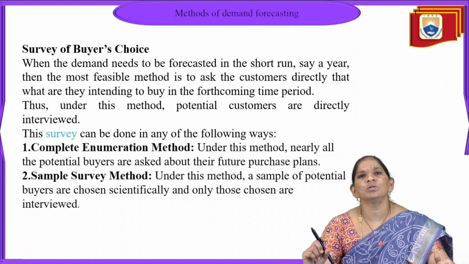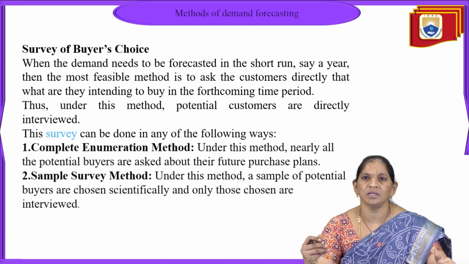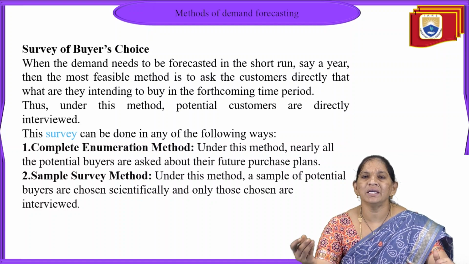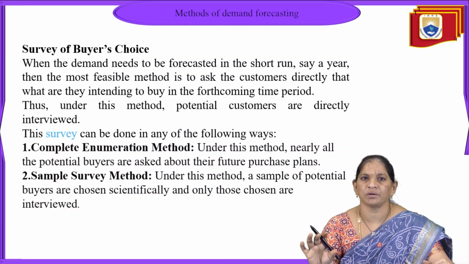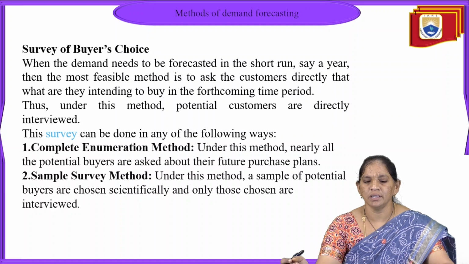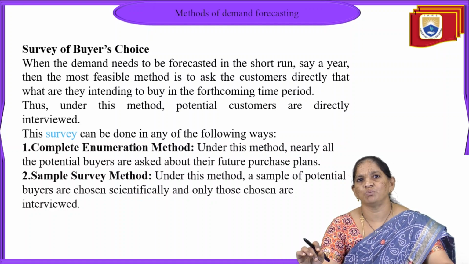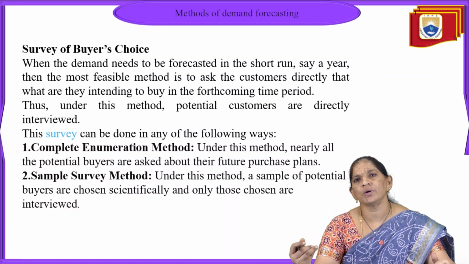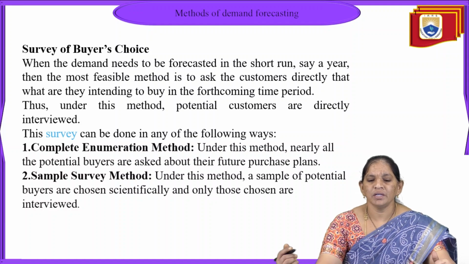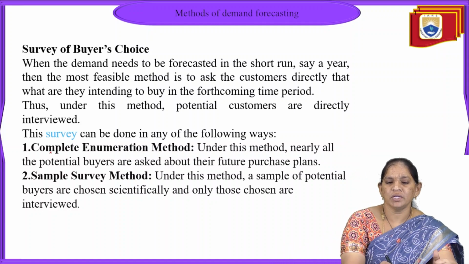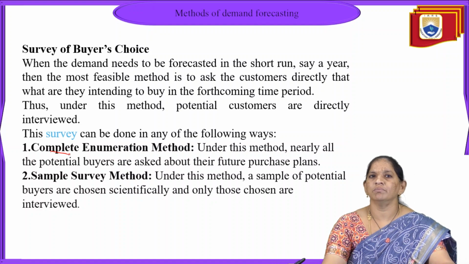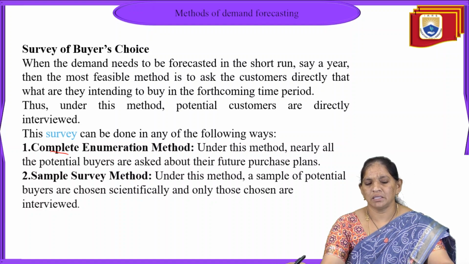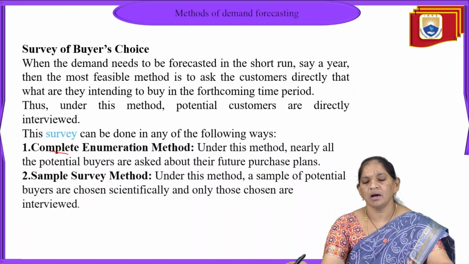It is like a small interviewing method where we interview the customer and get the opinion of what he wants to purchase in the market relating to that product. This buyer choice method is done in the following ways. There are 3 different ways to go for a buyer choice method. The first one is the completely enumerated method, under which all potential buyers are asked about their future purchasing plans.